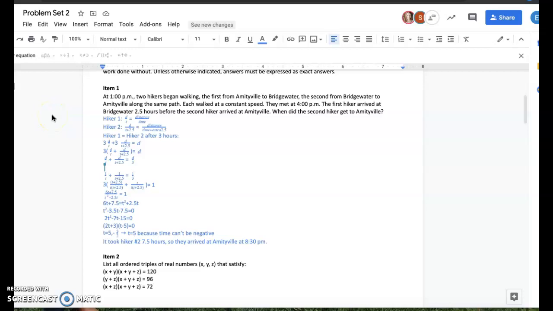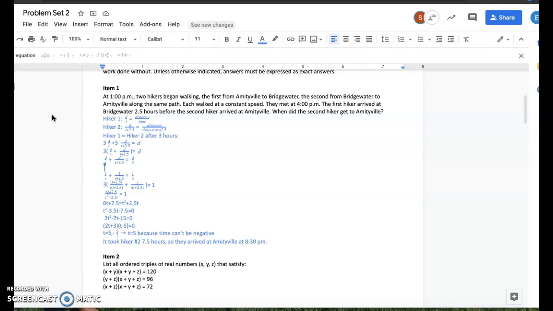For problem number 1, we decided to set hiker 1's rate equal to distance over time. That was their basic rate of how fast they were walking, because they were walking at a constant speed. And then hiker 2 also had a constant speed, but they arrived 2.5 hours after the first hiker. So that's why their rate is d divided by t plus 2.5. They had the extra 2.5 hours added to their time. So that's how we got their rates.